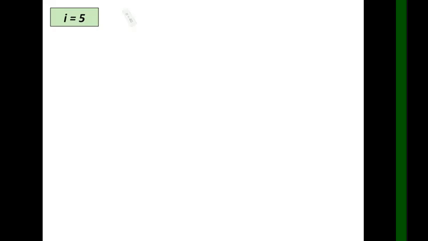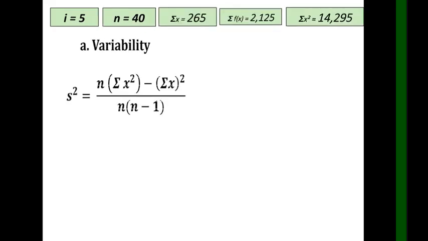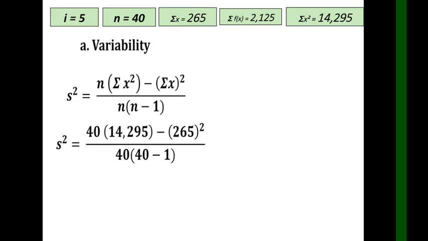Finally, we have the given. Again, we'll write them. And then for the variability, the formula is s squared equals n quantity summation of x squared minus quantity summation of x raised to 2 divided by n quantity n minus 1. So we have 40 times 14,295 minus 265 squared over 40 quantity 40 minus 1. Okay, so you just compute for this.